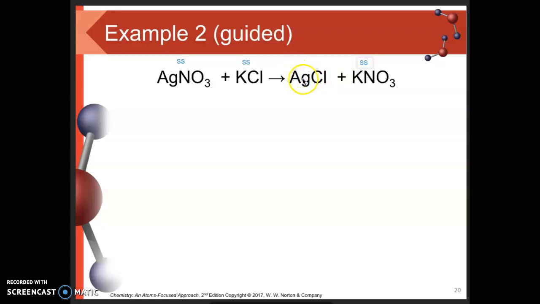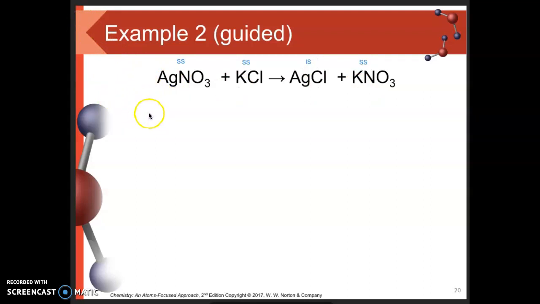Well, there's no rules governing silver. There is a rule governing chloride, and it says that chlorides are usually soluble. However, when mixed with silver, lead, mercury 1, chlorides are insoluble, and silver is one of those exceptions. So this is an insoluble salt. So now that I've identified everything, I go into writing my ionic equation.